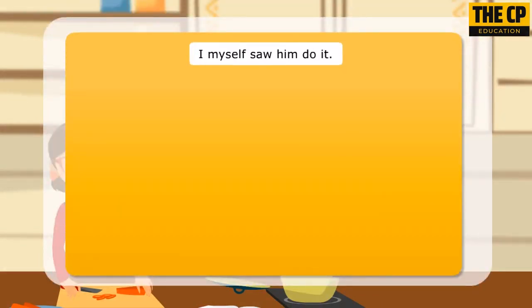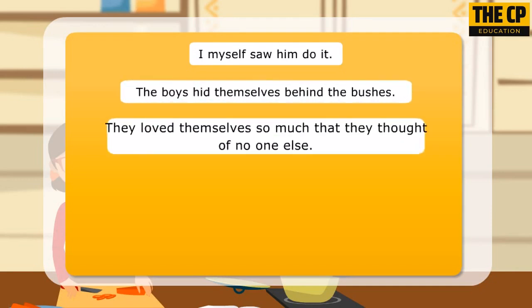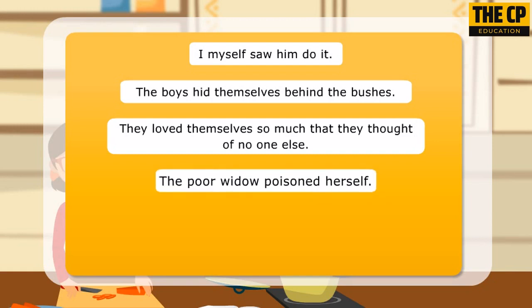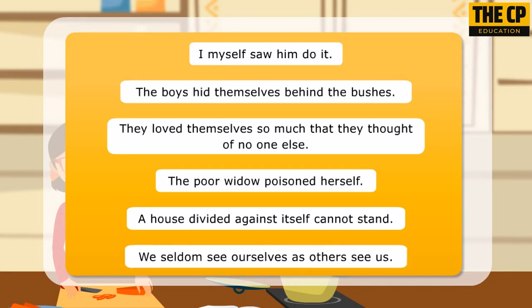I myself saw him do it. The boys hid themselves behind the bushes. They loved themselves so much that they thought of no one else. The poor widow poisoned herself. A house divided against itself cannot stand. We seldom see ourselves as others see us.